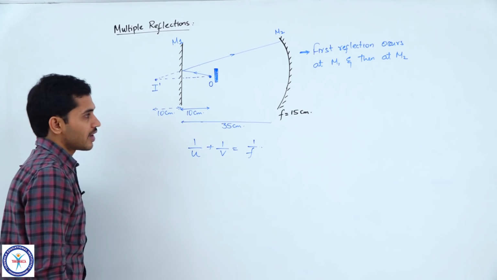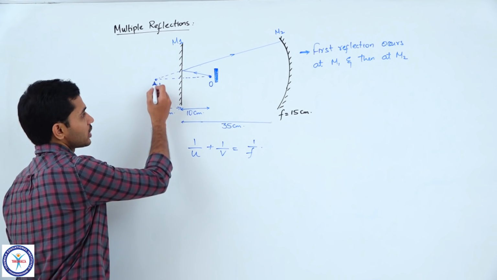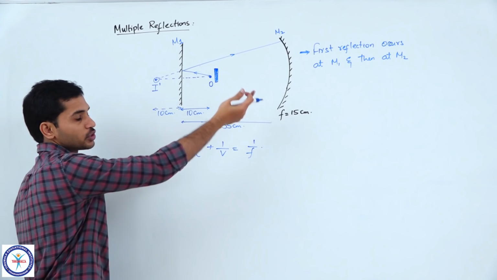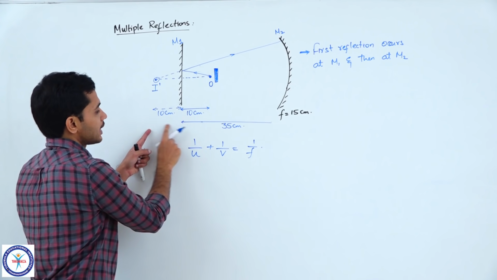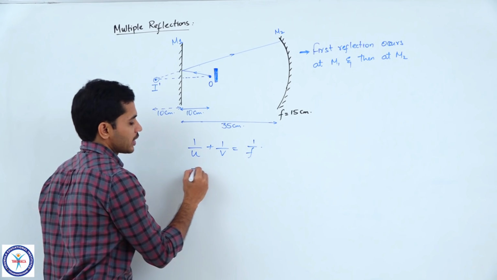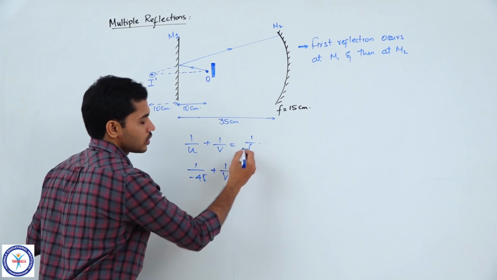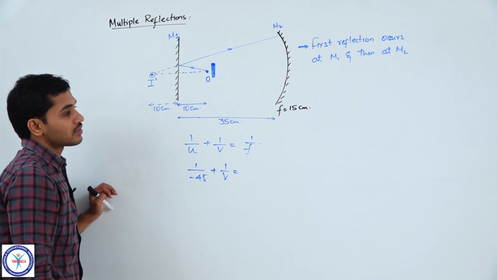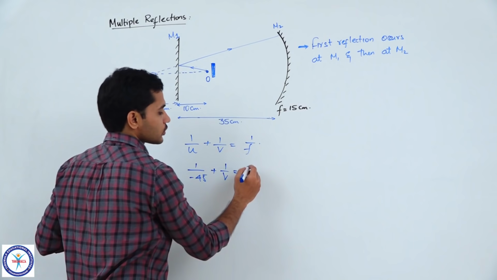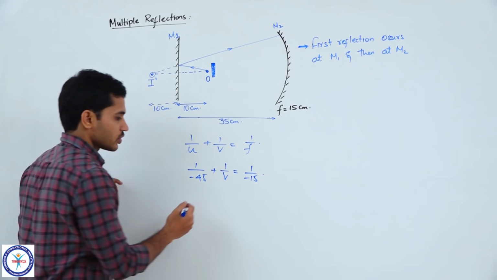If I substitute the values, what is the value of u here? This is where the image forms, which is the object for the concave mirror. So, 10 plus 35, which is 45. So, I get minus 1 by 45 plus 1 by v is equal to 1 by f. What is the value of f? 15, but because it is concave, I will write minus 15. So, that is the expression which we get.